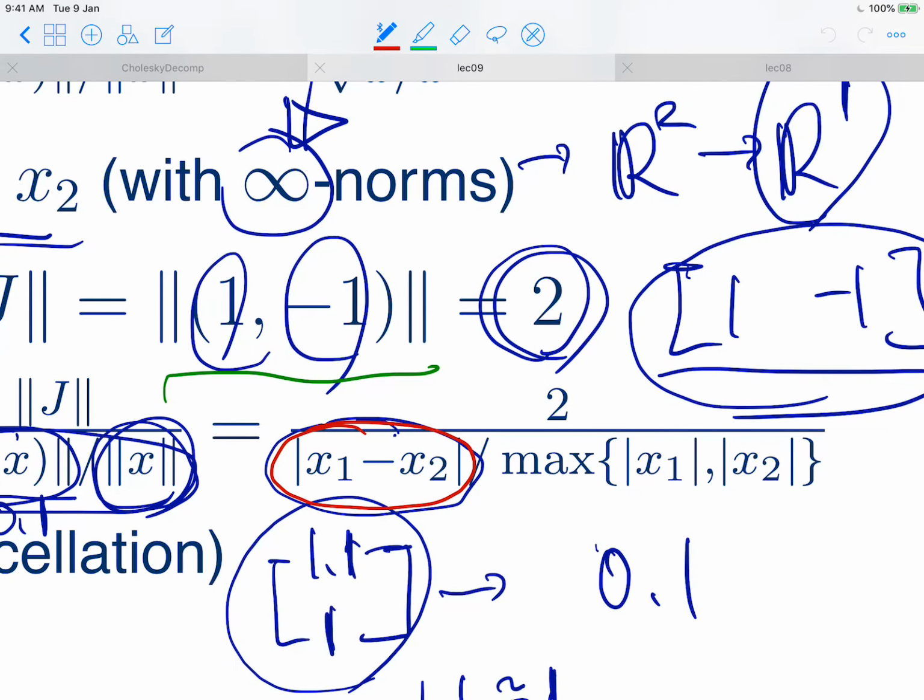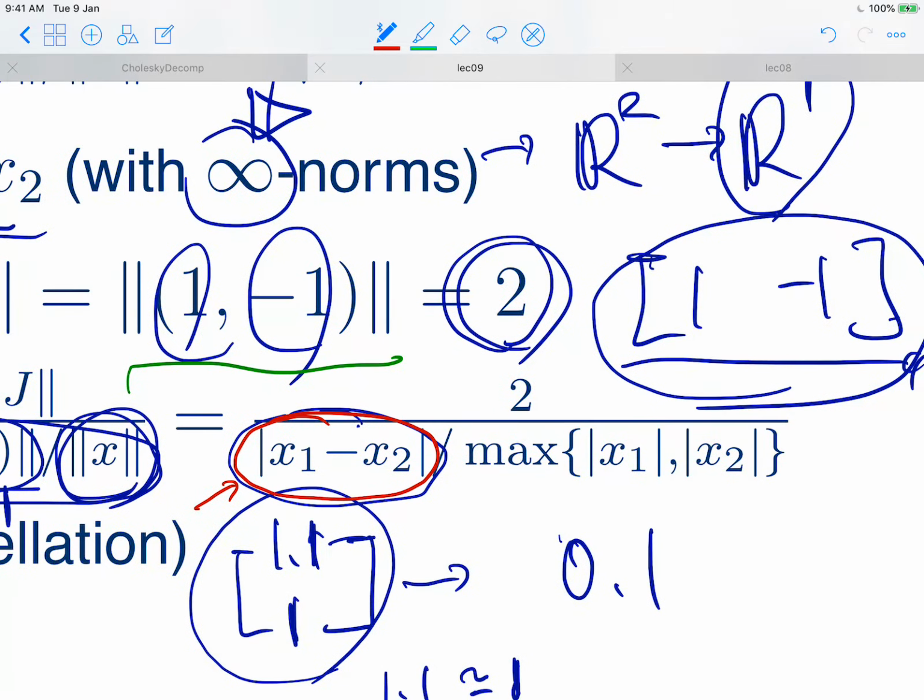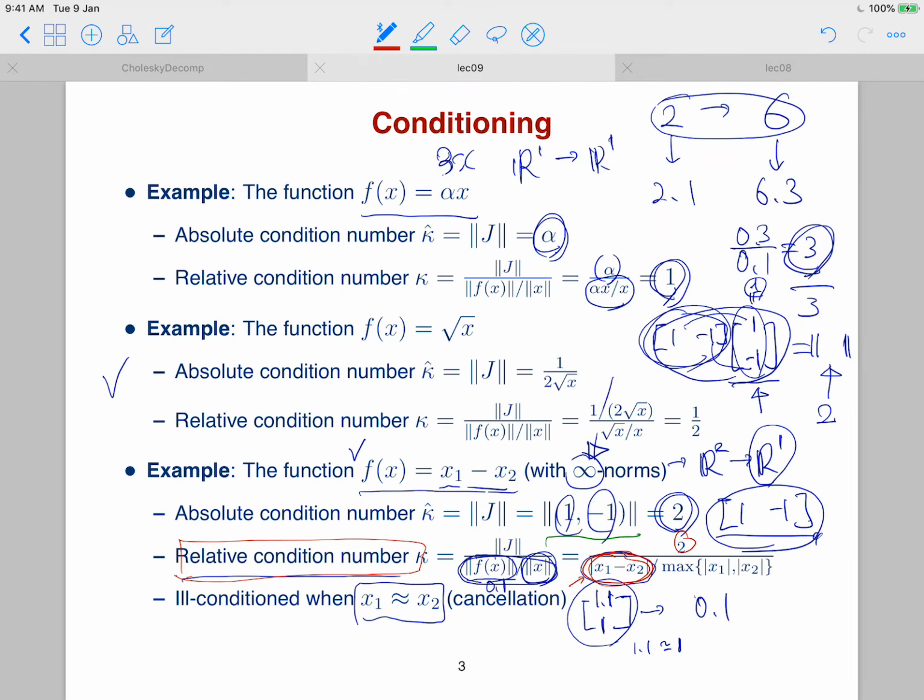But if we look at this example, here we see the absolute value of the difference between x1 and x2. If it is close to 0, then we divide some number by close to 0, and the value will just explode. That is the main source of the bad condition number.